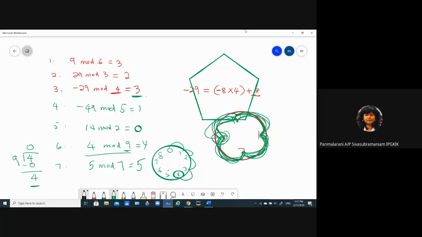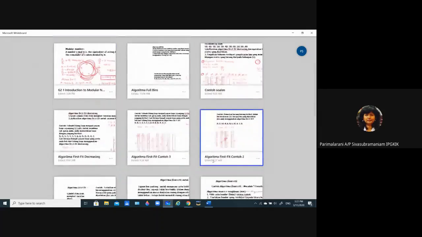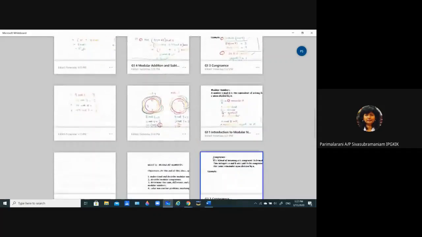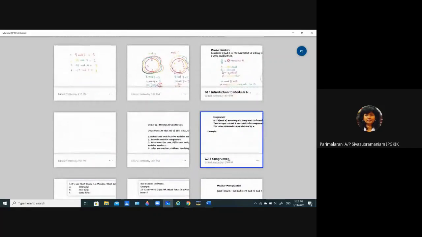Okay, so everybody clear about this? Yes. Okay, so let's move on to the next subtopic. So we're going to look at what is congruence.